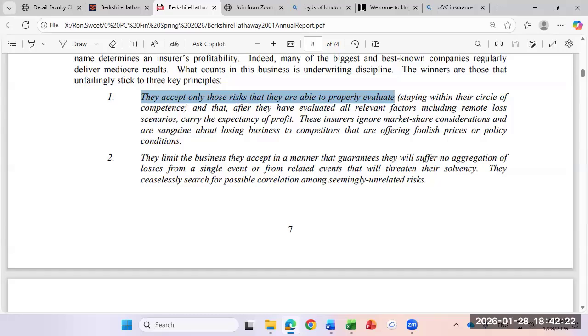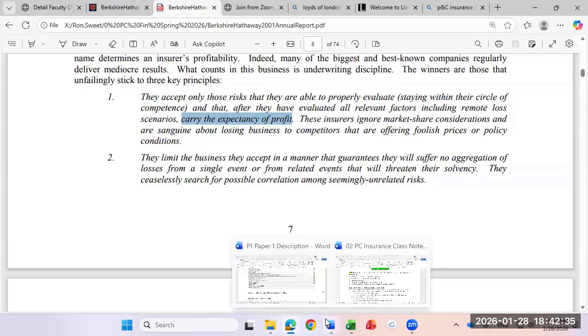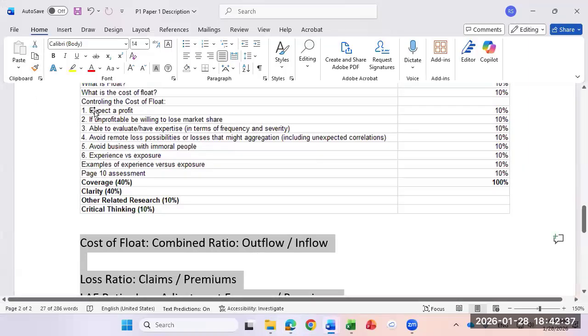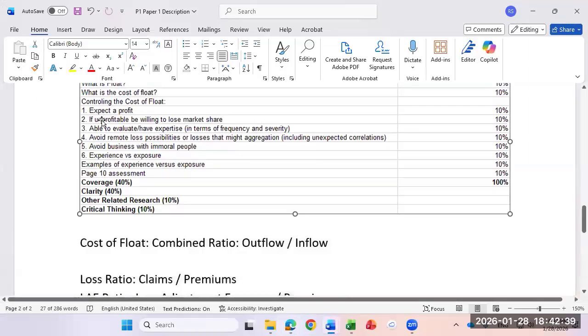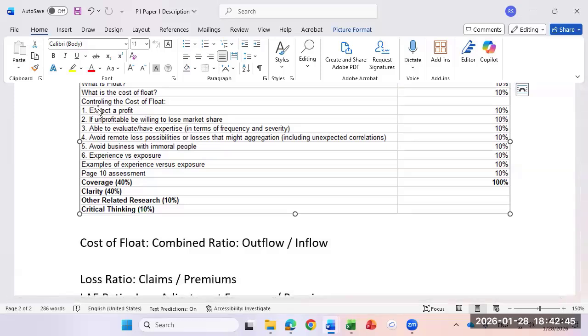All right, that's 1. Then he says, after that, including remote loss possibilities, they expect a profit. All right, that's the second one. I put it as the first one. You don't have to go in my order. One really key on expected profit. Make sure you get this in your notes because I do count off if you leave it out.